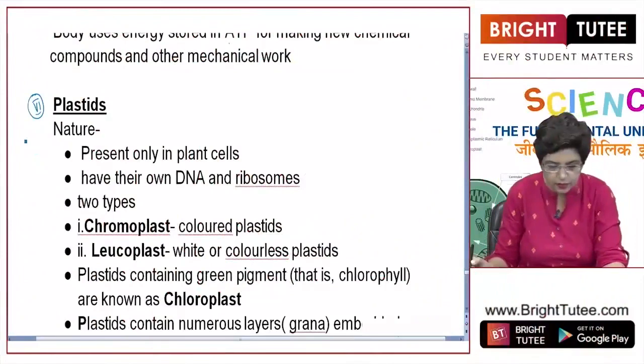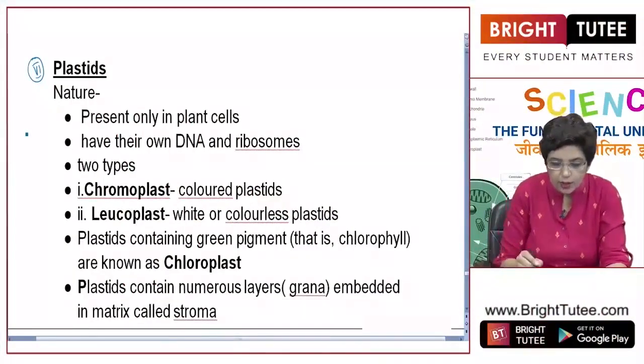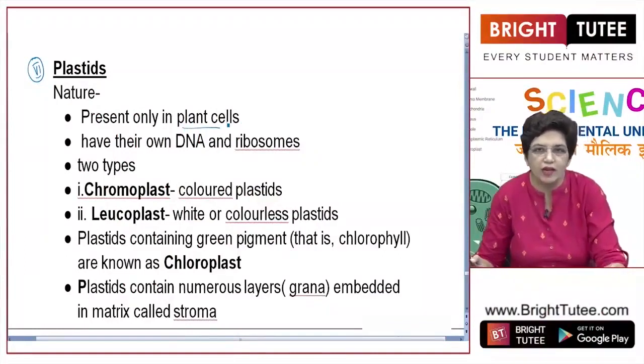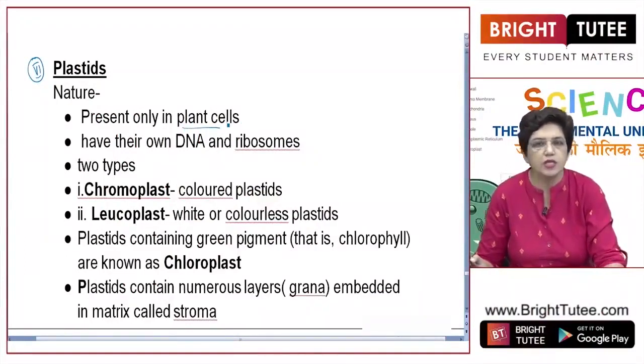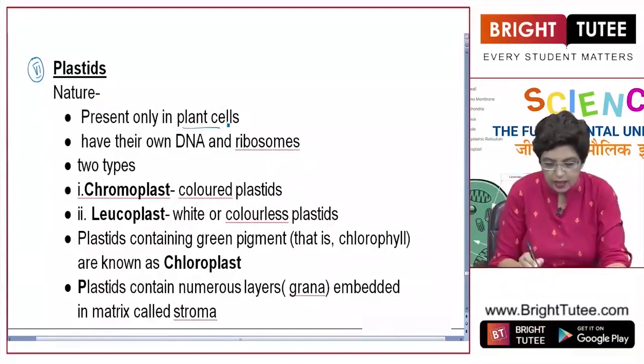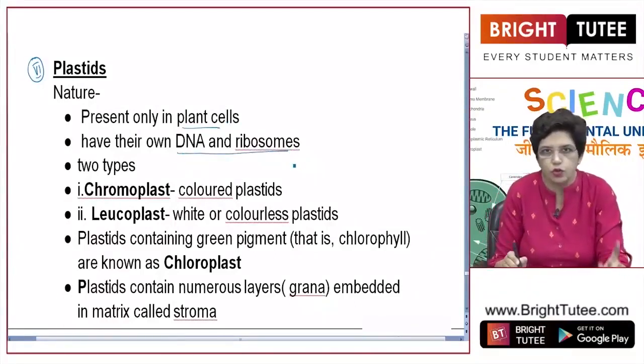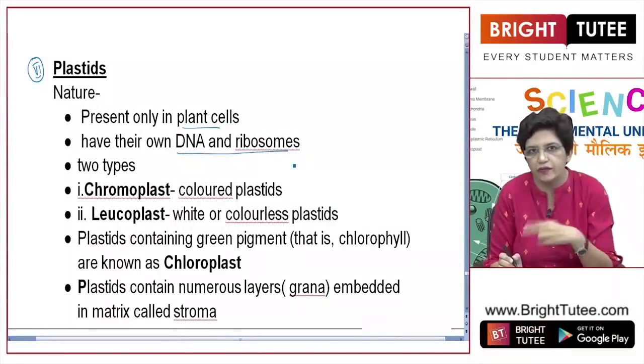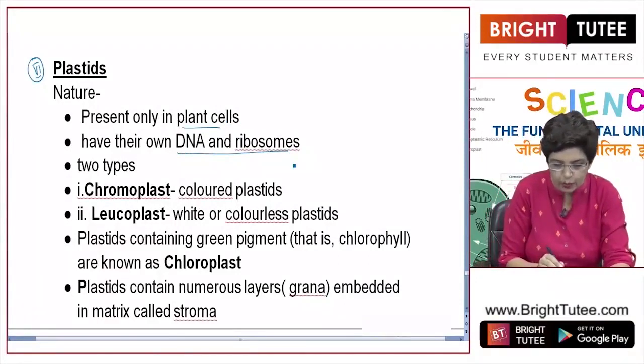The plastids. Okay, nature. They are present only in the plant cell. While we did the difference between plant cell and animal cell, I told you plastids are present only in the plant cell. They have their own DNA and ribosomes, just like mitochondria. So mitochondria and plastids have their own DNA and ribosomes.